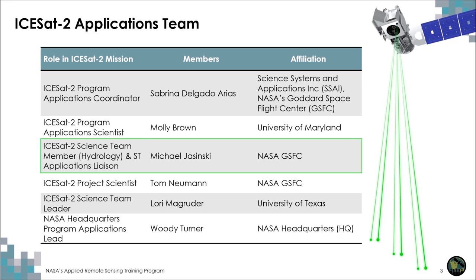We get direct feedback and guidance for all of our initiatives from the project office, from the science team, and from headquarters. As part of our team, we have Woody Turner, Program Applications Lead at NASA Headquarters, Lori Magruder, who is the ICESat-2 Science Team Leader, Mike Jasinski, who acts as the Applications Liaison to the Science Team as a Science Team Member for Hydrology, and Tom Neumann, who is our Project Scientist for ICESat-2.